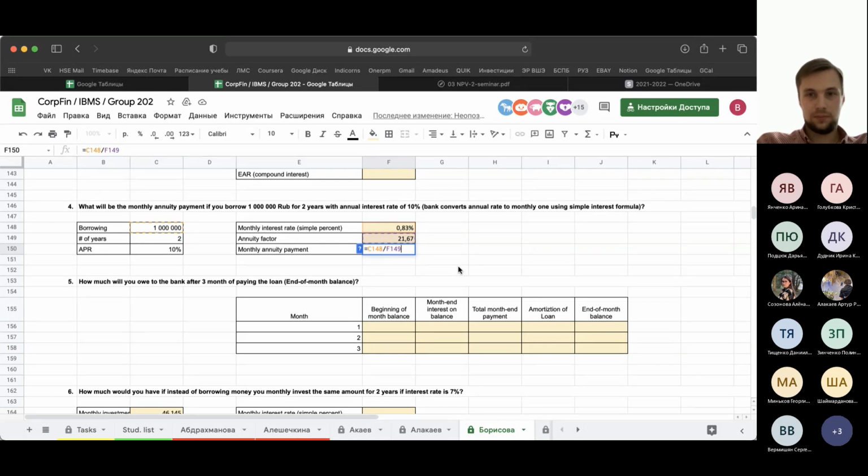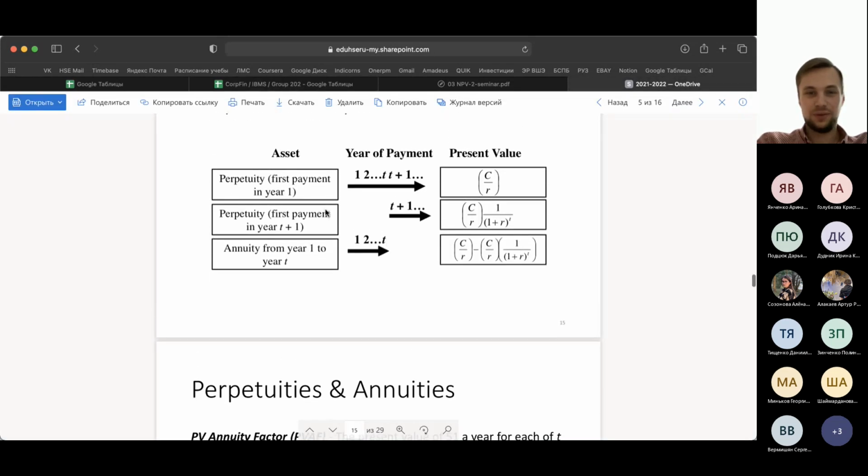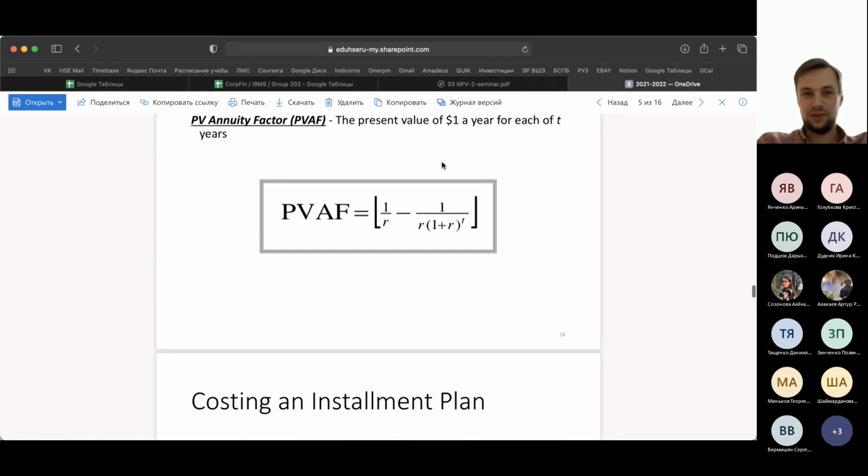If it is a percent, we have to sum 1 and the percentage, and put it to the power of the number of months, 24. So we have 1 divided by this monthly interest rate minus 1, divided by this monthly interest rate multiplied by 1 plus the interest rate to the power of 24. Okay, I think it's clear for everybody. So here we just use this formula, yes?